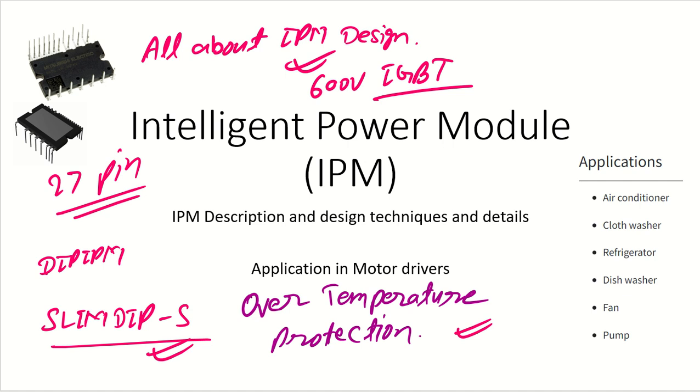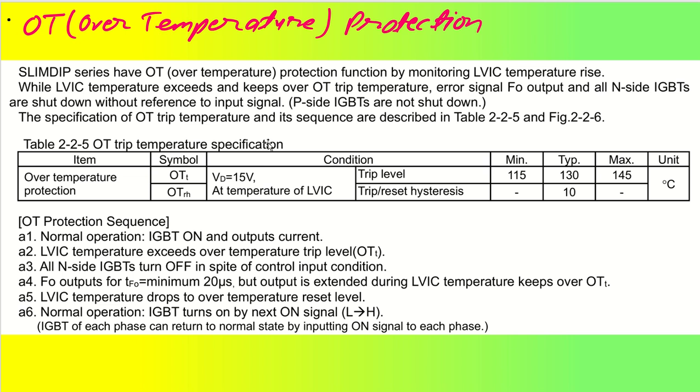Okay. So let's get into the over temperature protection circuit that is offered by the SLIMDIP series. We are actually discussing the IPM coming from Mitsubishi Electric. As you can see here, the SLIMDIP series has an over temperature protection function by monitoring LVIC temperature rise. The LVIC is our low side gate driver. This low side gate driver will have a temperature change based on the overstress on the IC. So as the LVIC temperature exceeds the limit, it hits the over temperature trip, and this is indicated by the fault output signal.